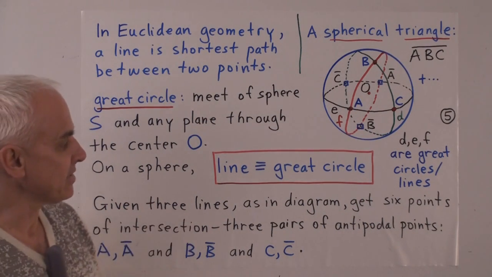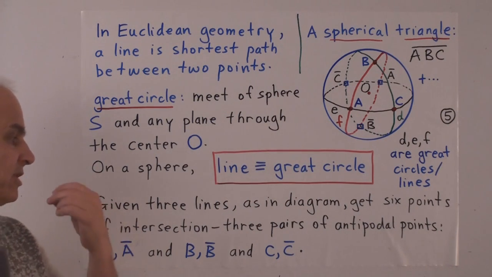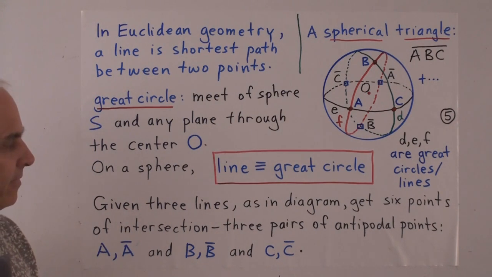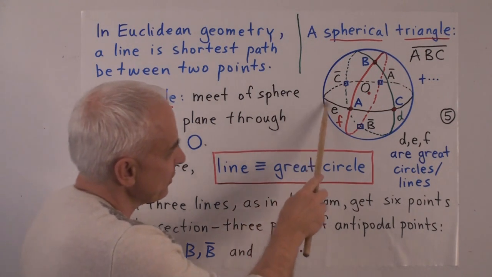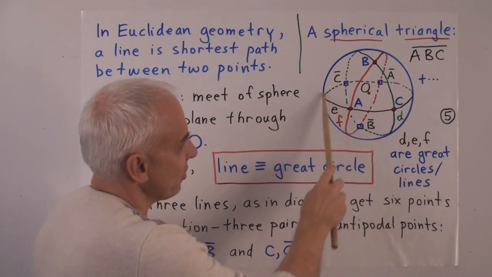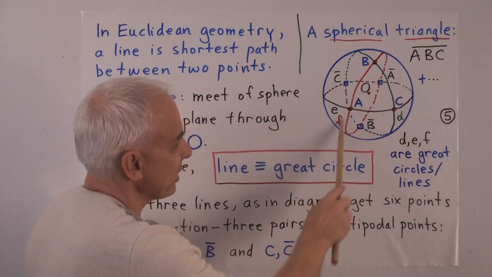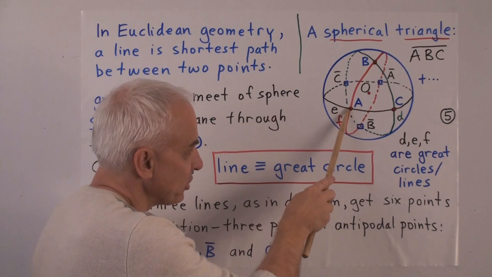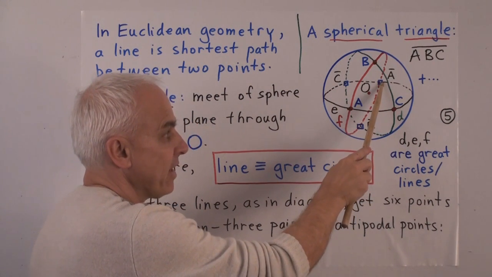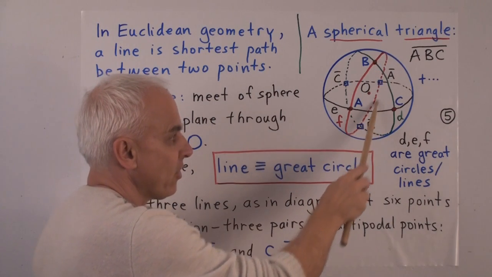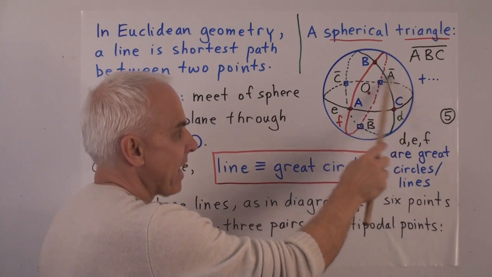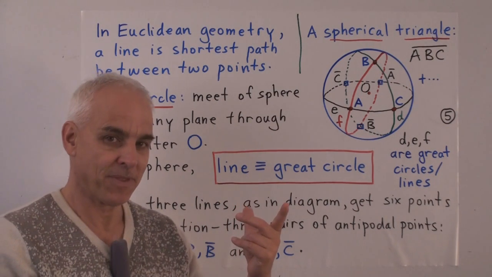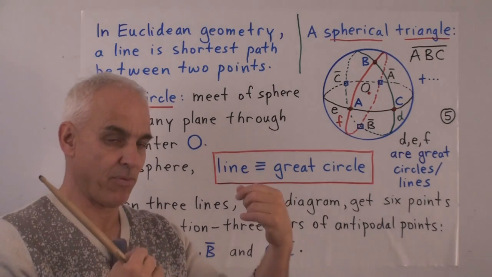So given 3 lines, as in this diagram, we get 6 points of intersection. These 3 lines meet in 6 points. Let's count that. So first we have that, say, initial great circle, that one there. When we introduce a second great circle, say the red one, then we get 2 intersection points. We get the point A pictured here, as well as the antipodal point A bar, which is where the back of the red great circle meets the back of the black great circle. So with 2 lines, we have 2 intersections, and they're antipodal points.